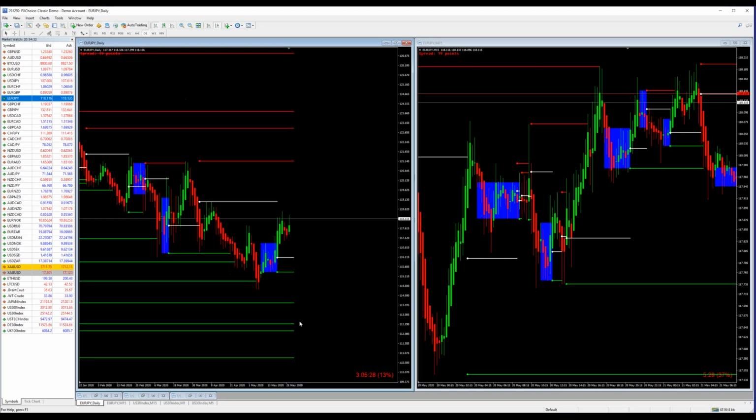Okay, so on the daily, we're definitely going long. We're green. We're above expansion, so momentum is definitely to the long side at this moment. So let's look at the 4-hour.